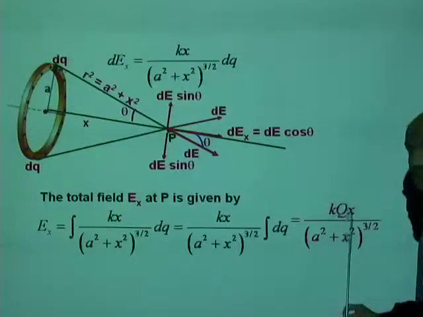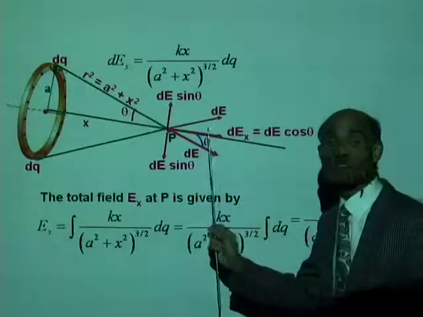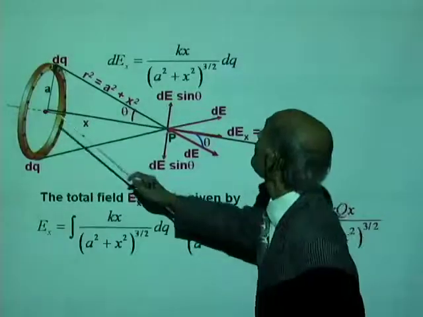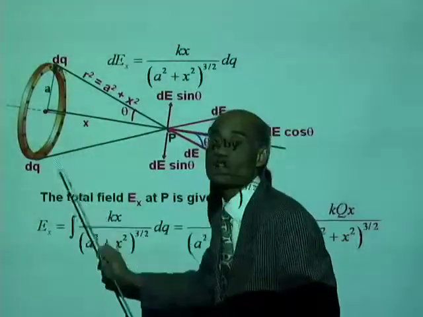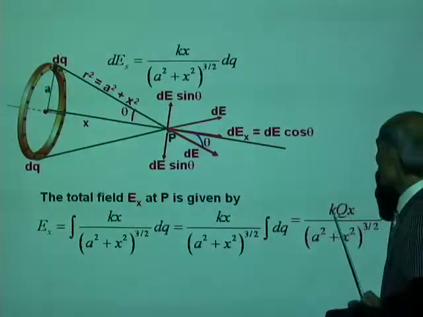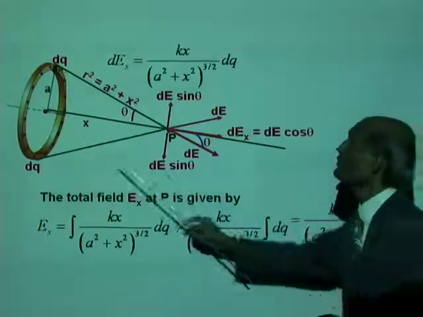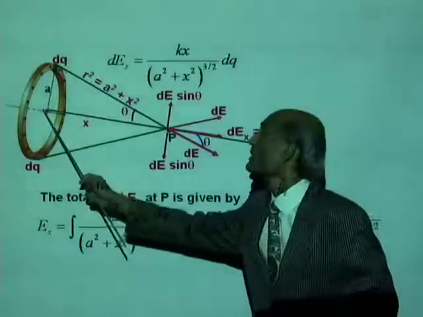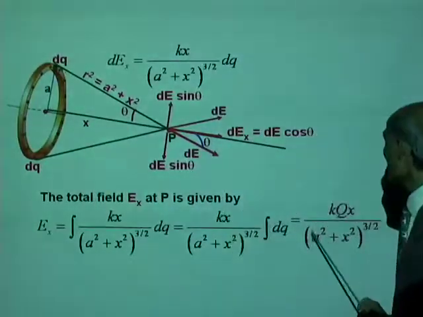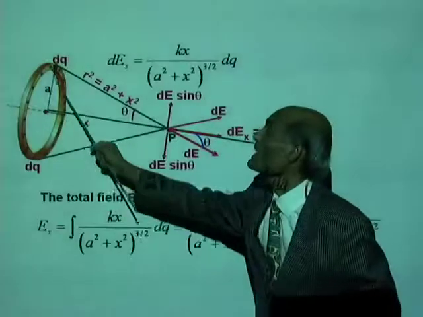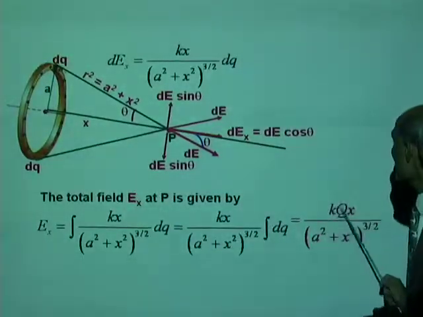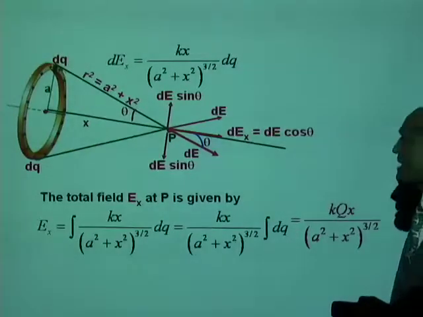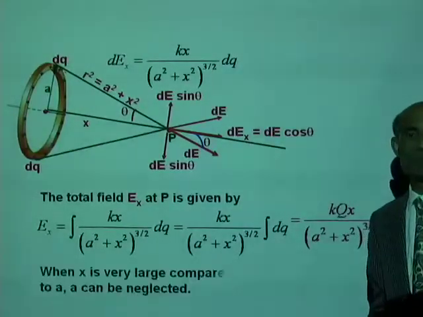So you must remember that equation. The electric field at a point on the axis of a ring of charge is kqx. Q is the total charge on the ring. X is the distance of the point from the center of the ring, and a is the radius of the ring. Kqx over a squared plus x squared to the power of 3 over 2.